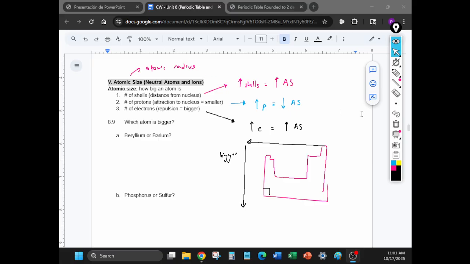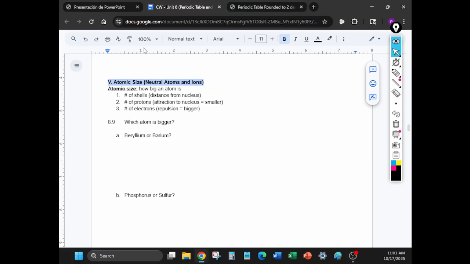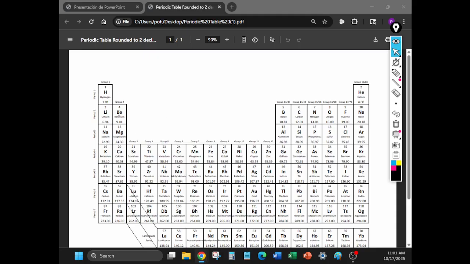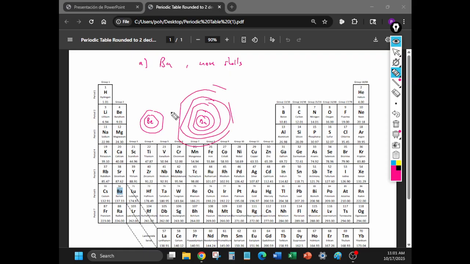So beryllium and barium. If we look at the periodic table, this one's pretty easy, right? Beryllium is second row, 2 shells. Barium is sixth row, 6 shells. So your answer is pretty easy. The bigger one is going to be barium, and you would say more shells. Even if we drew this on a piece of paper, we would see it. Beryllium has 2 shells. Barium has 1, 2, 3, 4. You can kind of just see that it's going to be bigger.